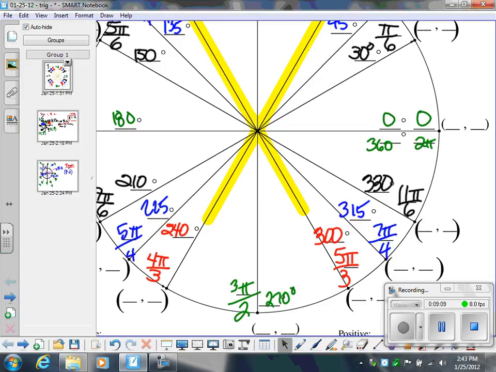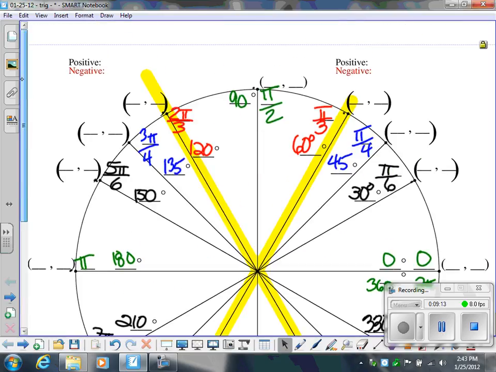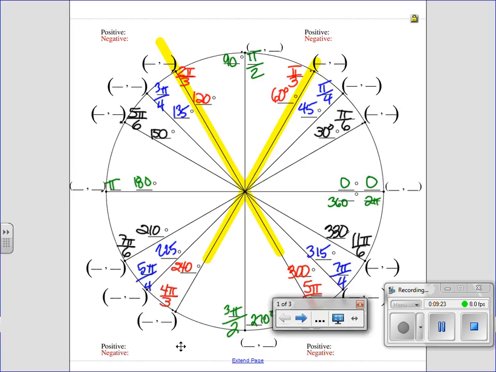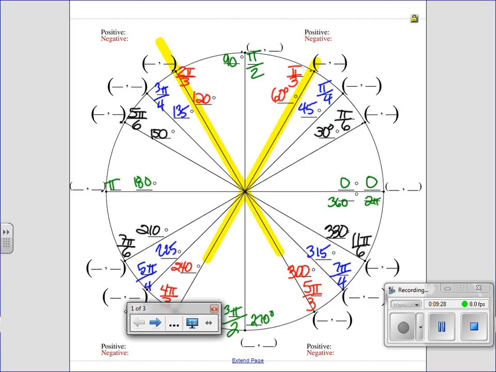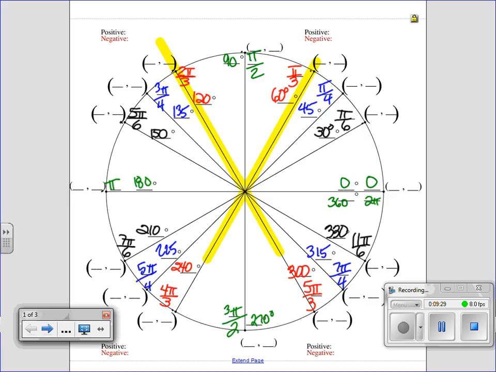Let's go for our 45-degree angles. You should already have them in there. Positive, positive, square root 2 over 2. Okay, that's a lot of stuff. This one's going to be negative square root 2 over 2, positive square root 2 over 2. Correct? This one down here is going to be negative, negative. Yes? And then this one's going to be positive, negative.